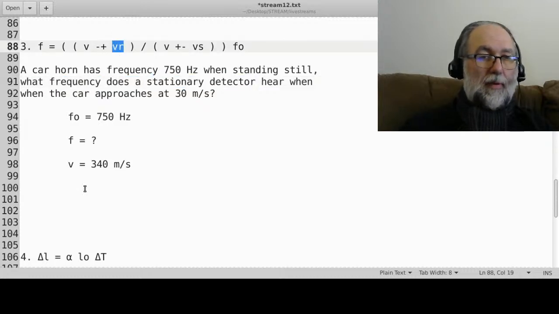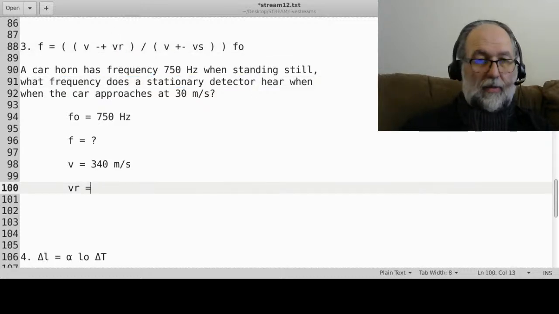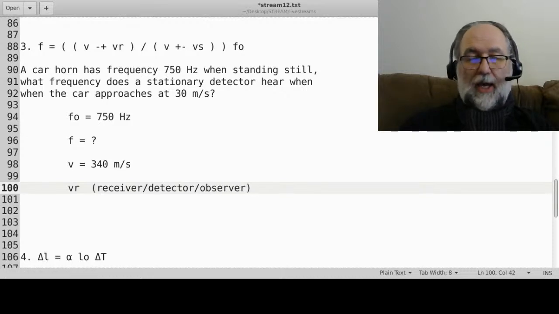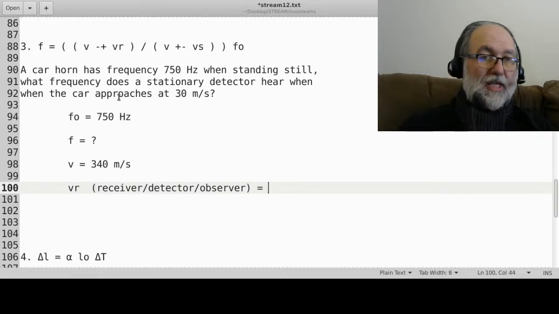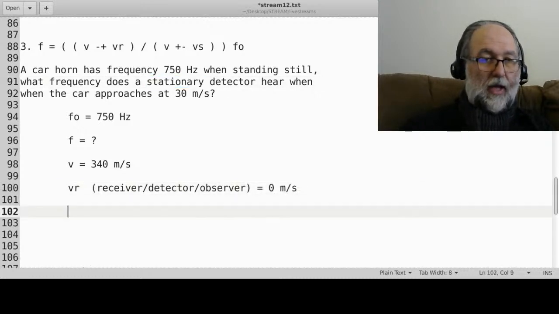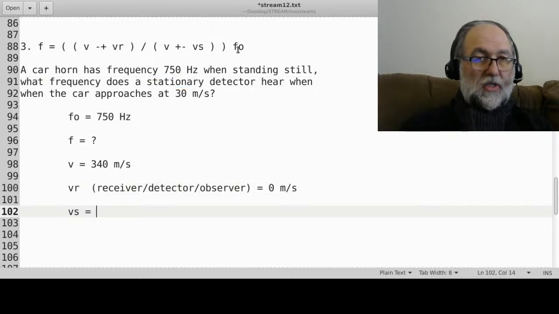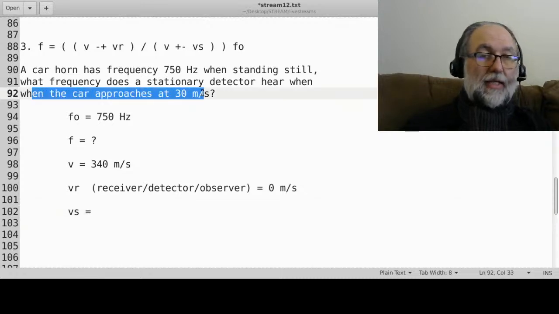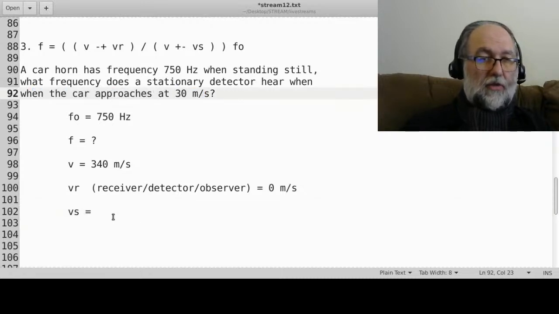So we better be careful here. The subscript R could be receiver. Sometimes you'll hear me say detector, sometimes you'll hear me say observer, basically anything that's receiving the sound. Well, it's stationary, so that velocity is 0 meters per second. And v_s is the source, and that's the car. And the car is approaching at 30 meters per second. And so there we go.